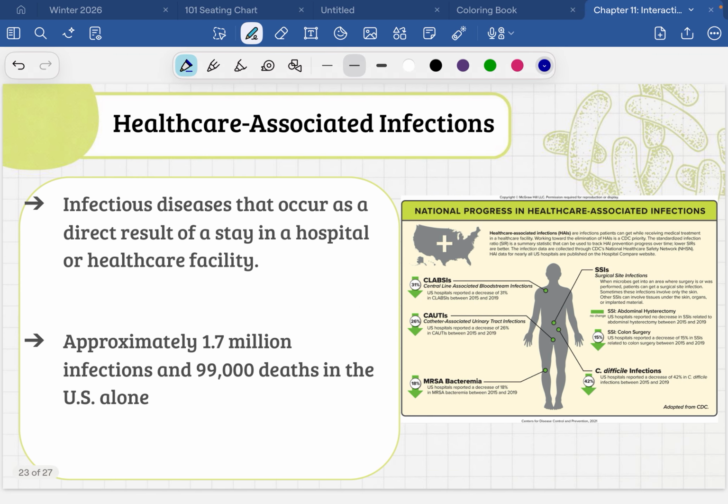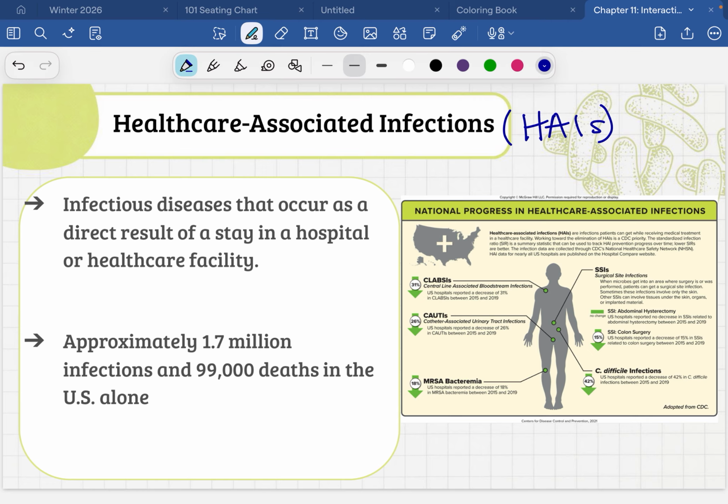All right. And so kind of another special case is something called a healthcare associated infection. And healthcare associated infections, also known as HAIs, are infectious diseases that occur as a direct result of a stay in a hospital or healthcare facility. And so this is a special case of communicable illness. So these are communicable illnesses. They're ones that can be spread from person to person. But these are just kind of a special subset of those communicable illnesses that occur as a direct result of a stay in a hospital or healthcare facility.